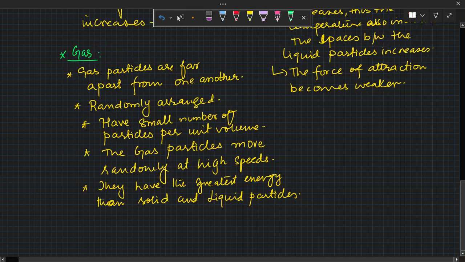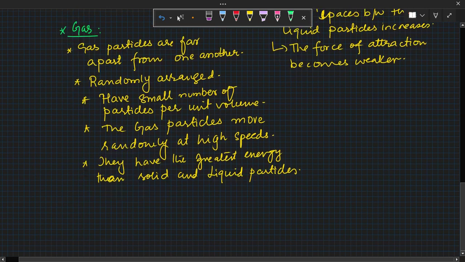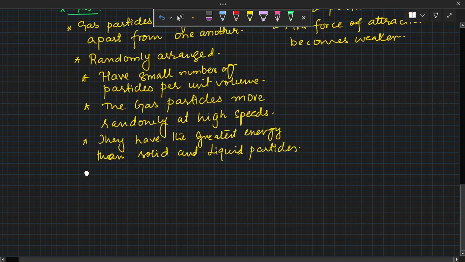Since they have the highest energy, they move with a high speed, right? So remember this thing, that gas can flow and fill the space. Whenever they are put into a container, they fill the space. Why? Because they are at high speed. Clear?